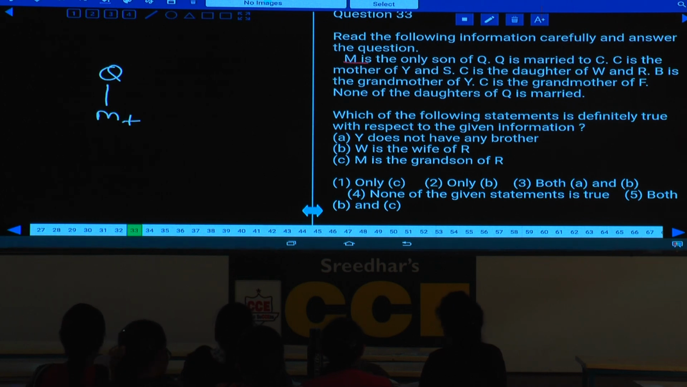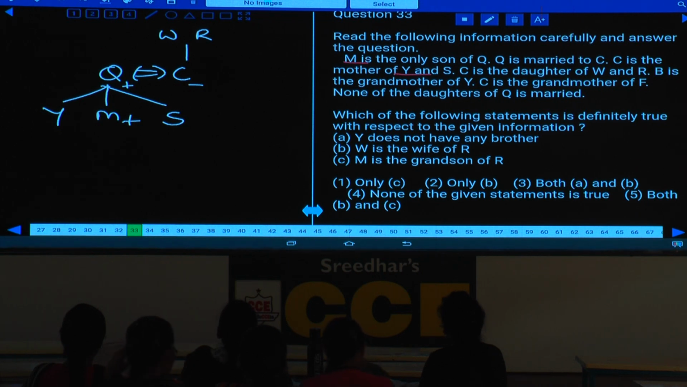And Q is married to C. Now Q and C are a married couple. C is the mother of both Y and S. As C is the mother, Q is the father of these 2 persons, Y and S. C is the daughter of W and R. Now C is the daughter of whom? C is the daughter of these 2 persons, W and R.